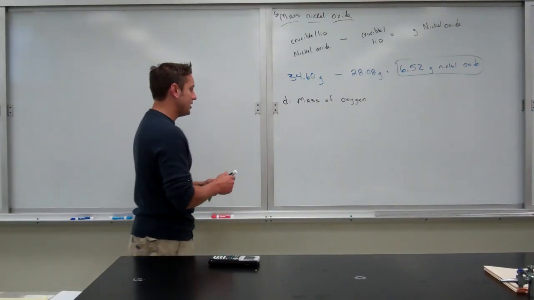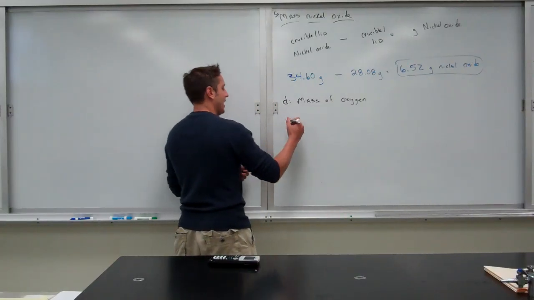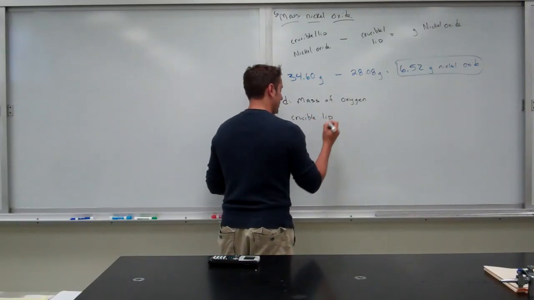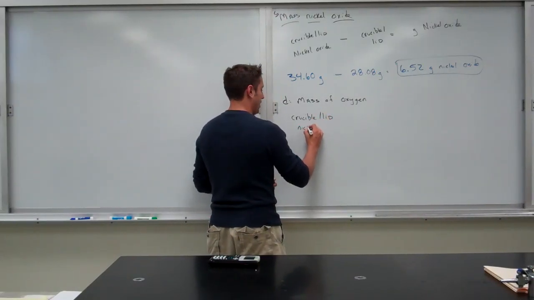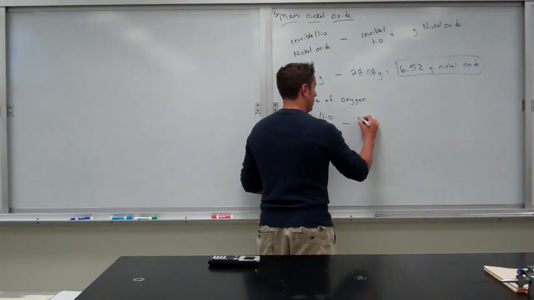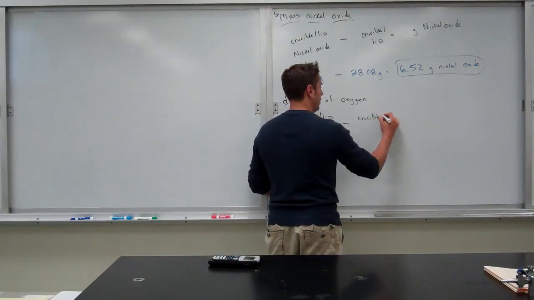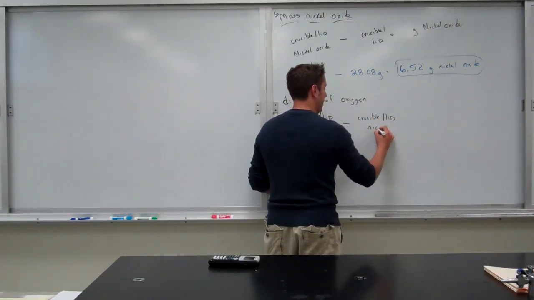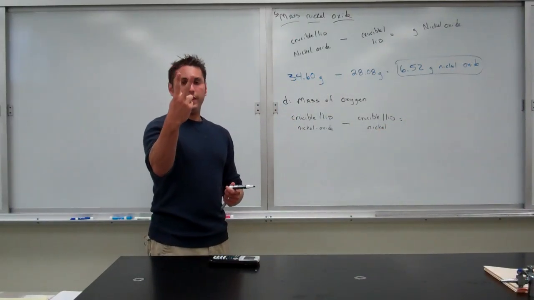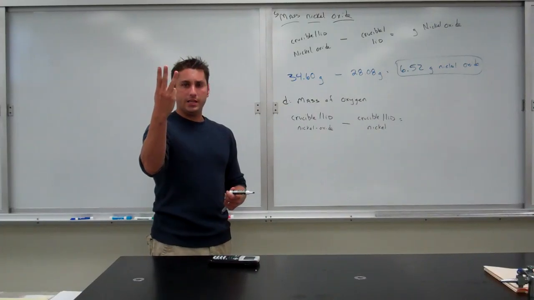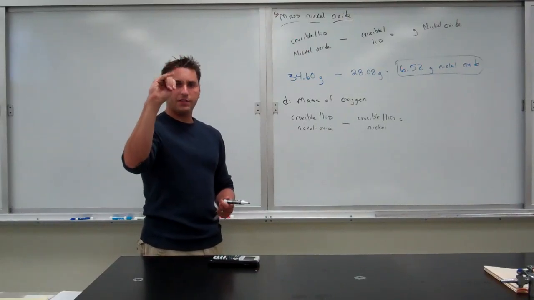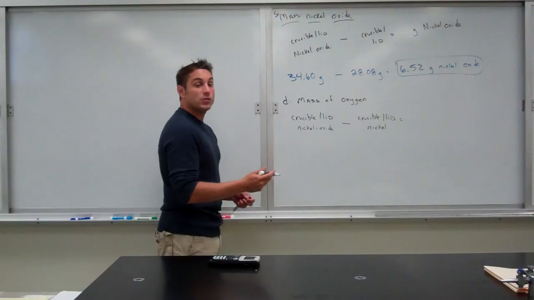So to get our mass of oxygen, what we are going to do is take the crucible, lid, and nickel oxide, which has oxygen, minus the crucible, lid, and the nickel. Because if I have the crucible, lid, nickel oxide, nickel and oxygen, and I take away the crucible, the lid, and the nickel, all that's left is the oxygen. That's one way to do it.